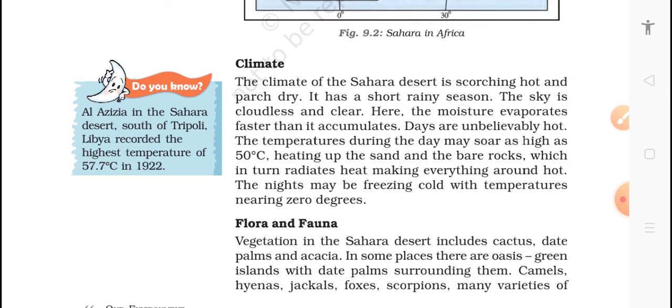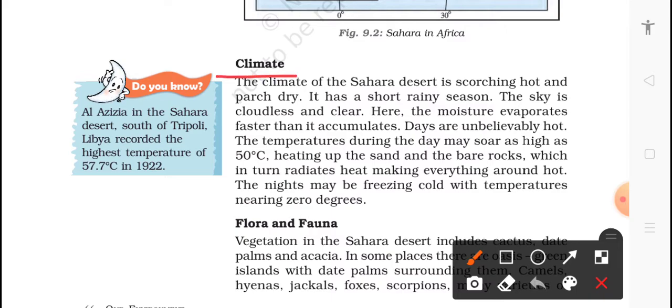So we will talk about the climate of deserts. The climate of the Sahara Desert is scorching hot and parched dry. It has a short rainy season. The sky is cloudless and clear. The moisture evaporates faster than it accumulates.